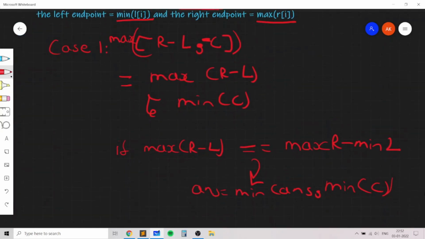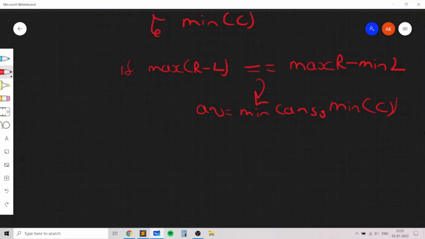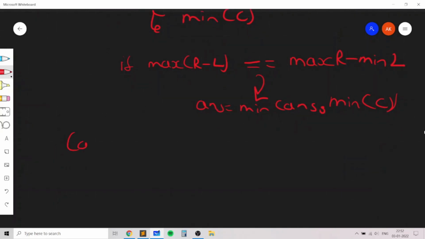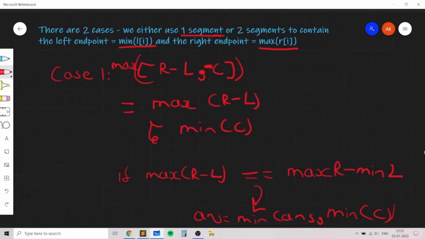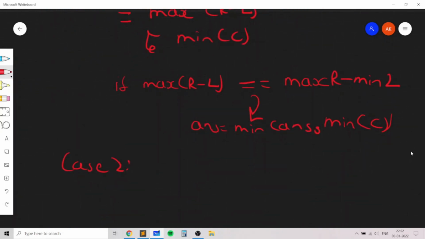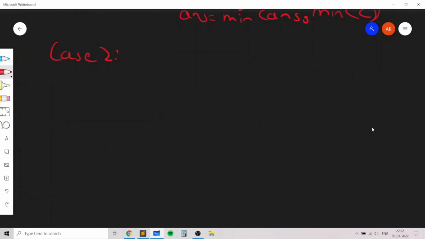If you didn't understand this fully, I'll be explaining it in the code again, so don't worry. Now let's look at the second case, which is to consider two segments. In order to consider two segments, we again use a pair trick, which will help us simplify the code. The second case is slightly easier to understand because we know that there are two segments. The first segment contains the minimum value of L, and the second segment contains the maximum value of R.